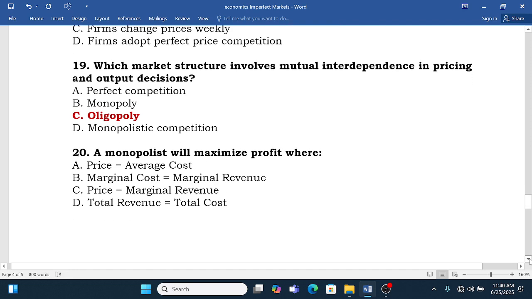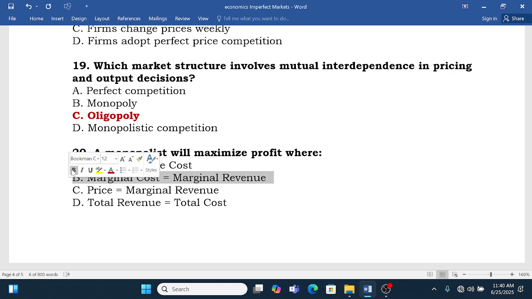Question number 20 is asking, a monopolist will maximize profits where A, price is equal to the average cost. B, marginal cost is equal to marginal revenue. C, price is equal to marginal revenue. D, total revenue is equal to total cost. So the correct answer is B, where marginal cost is equal to marginal revenue.